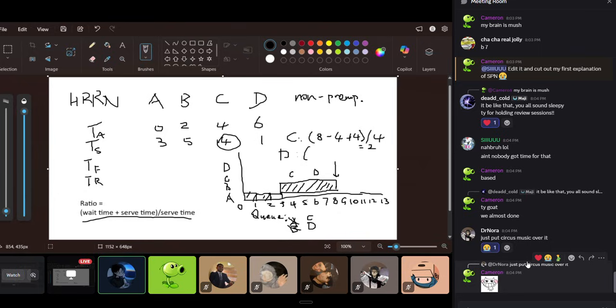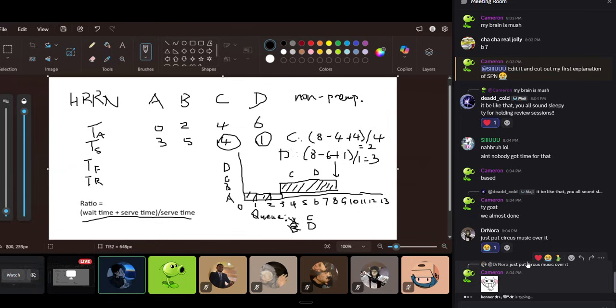For D, we just do the same thing. So at D, what is the wait time? Right now the time is 8, and D has been waiting since 6. So 8 minus 6, that's the wait time, plus what's the service time? It's just 1 right here. So plus 1, divided by 1, which is equal to 2 plus 1 divided by 1, which should be 3.